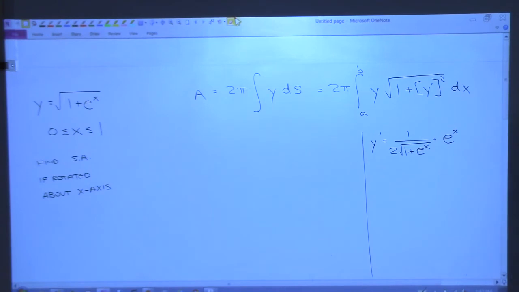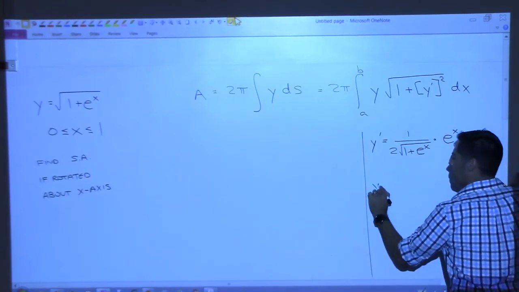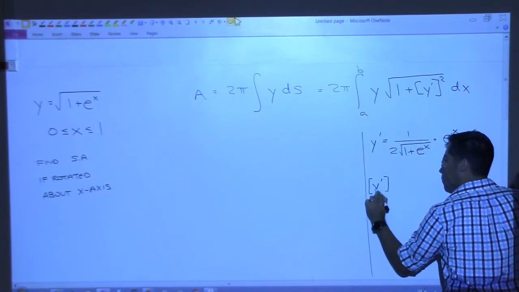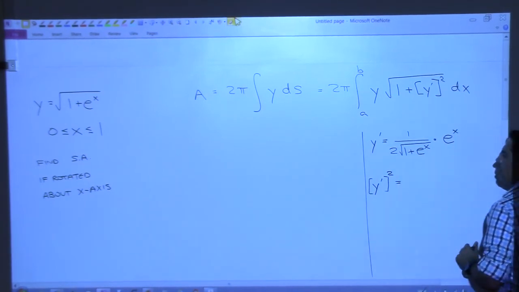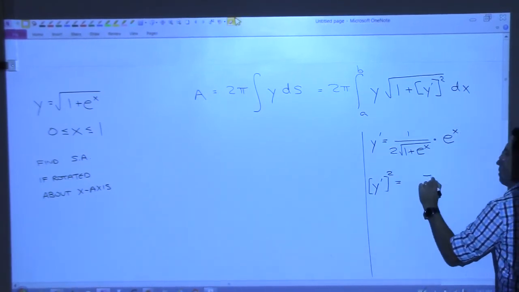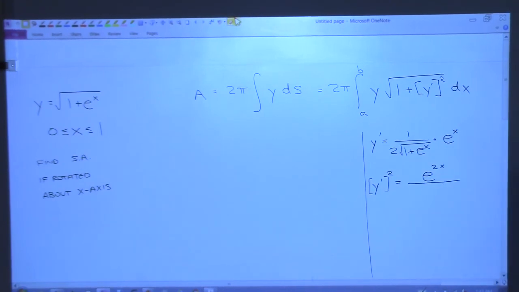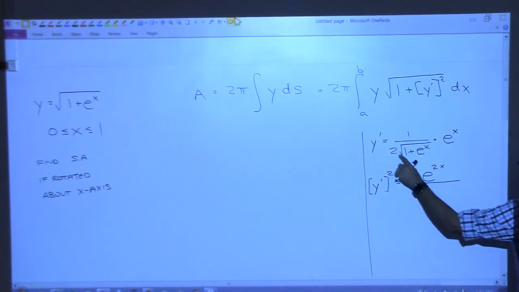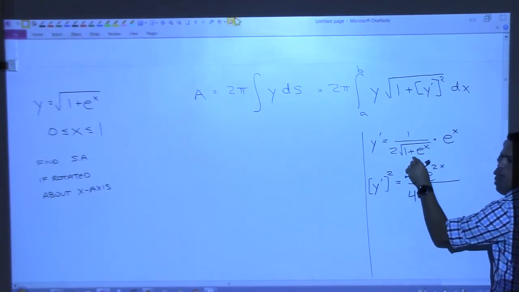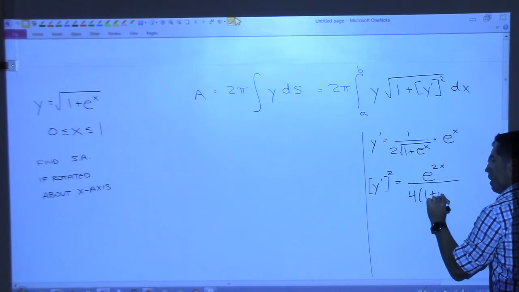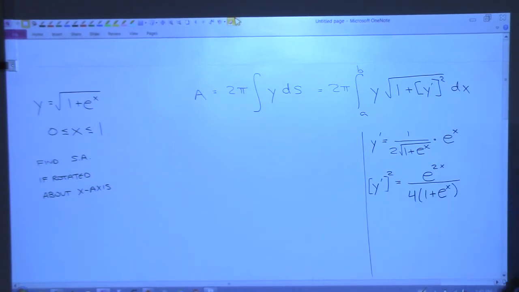Then we need to square it, don't we? So if I square the top, I get e to the 2x. And then if I square the bottom, I like squaring the bottom, right? Because that 2 is going to become a 4, and that root's going to go away, and I'm just going to have 1 plus e to the x. So I'm kind of happy about that. We all good?